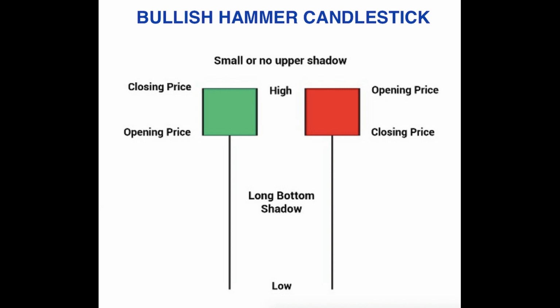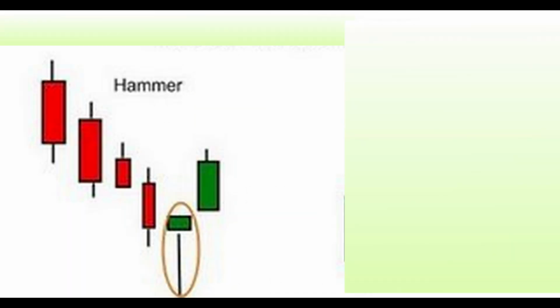A hammer is a type of bullish reversal candlestick pattern made up of just one candle. The candle looks like a hammer, since it has a long lower wick and a short body at the top of the candlestick with little or no upper wick. It is usually found at the bottom of a downward trend.